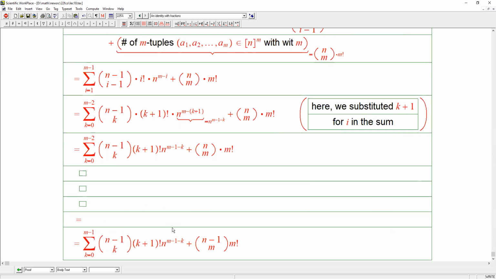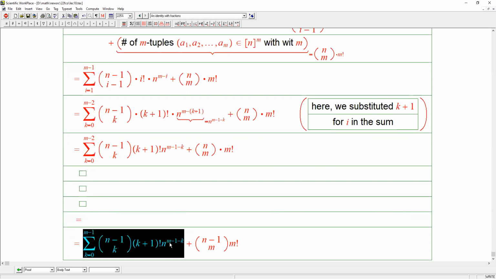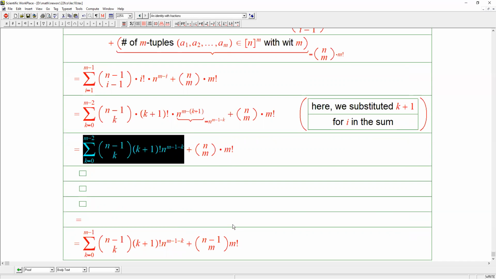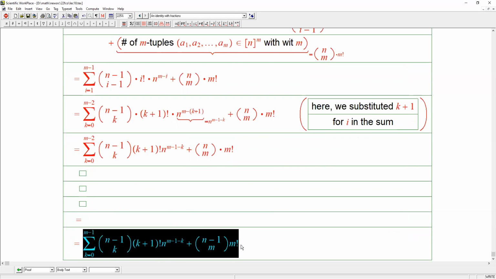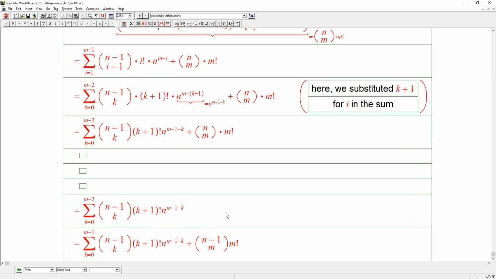Okay. Is it the same? Well, it certainly doesn't look the same. This sum has one more addend than this sum, but also this extra addend is different. So to make these two things match each other, it makes sense to break the last addend out of this sum. So n minus 1 choose m minus 1 times k plus 1 will be m minus 1 factorial, and n to the m minus 1 minus m minus 1, which is just 0. So this is just 1. And of course, this addend is still there.